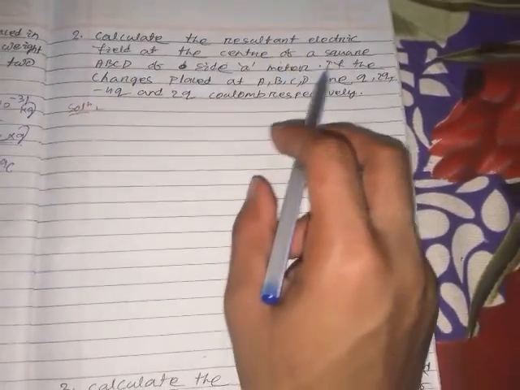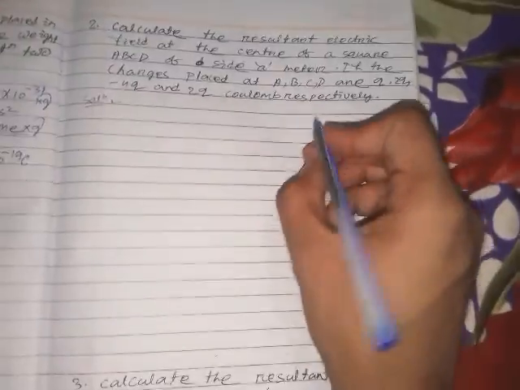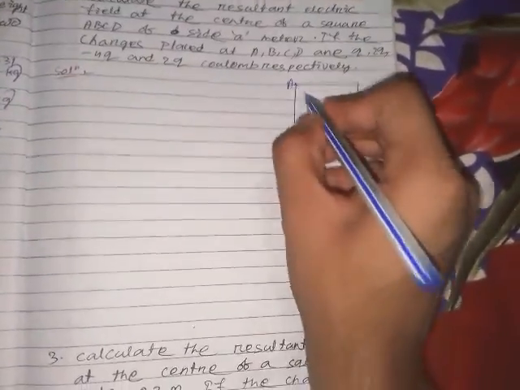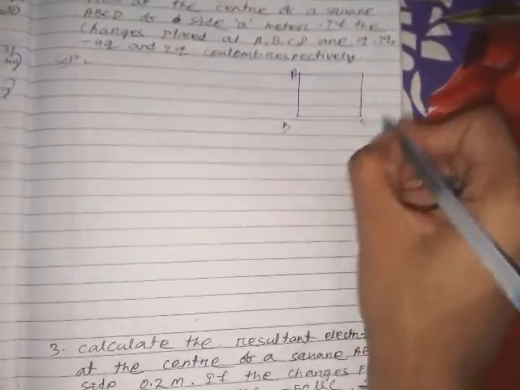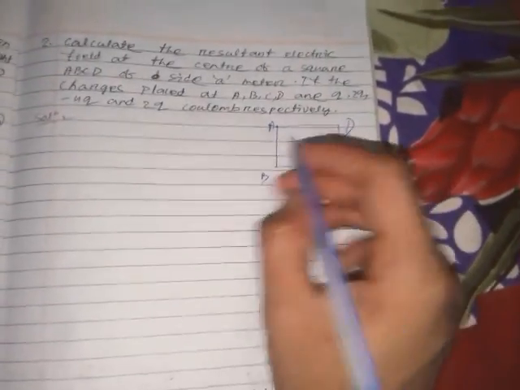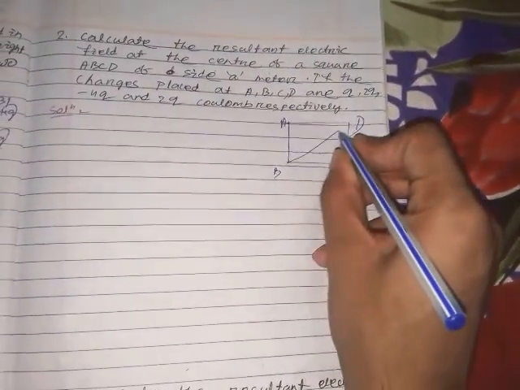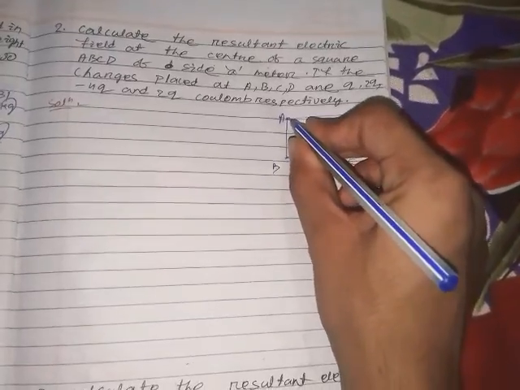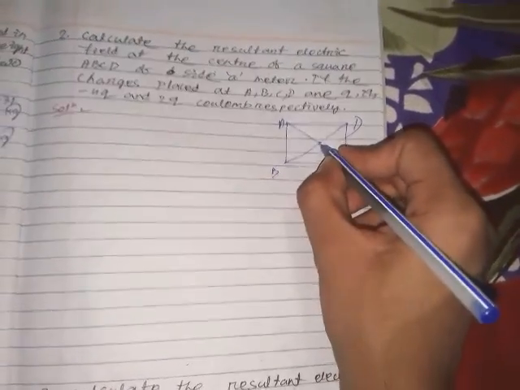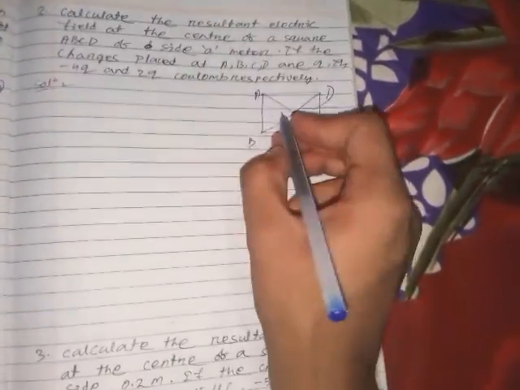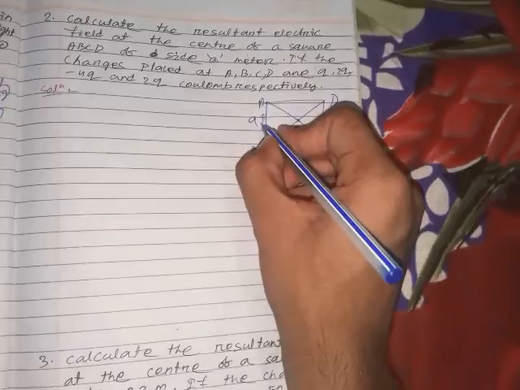Here the second problem is given. Calculate the resultant electric field at the center of a square ABCD. We have to draw a square A, B, C and D. Calculate the resultant electric field at the center of the square. So we have to draw two diagonals. Center is this O, of side a meter.